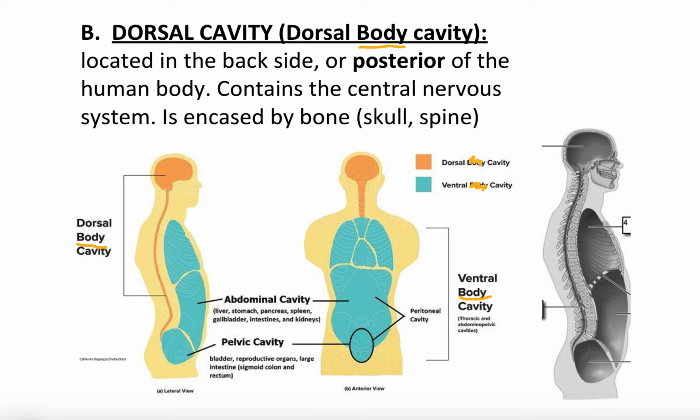Okay? All right. So within our dorsal cavity or dorsal body cavity, this is the one that's located towards the back of your body. It's the one in orange, or posterior of your human body, and it's the one that holds your central nervous system, which means your brain and your spinal cord.